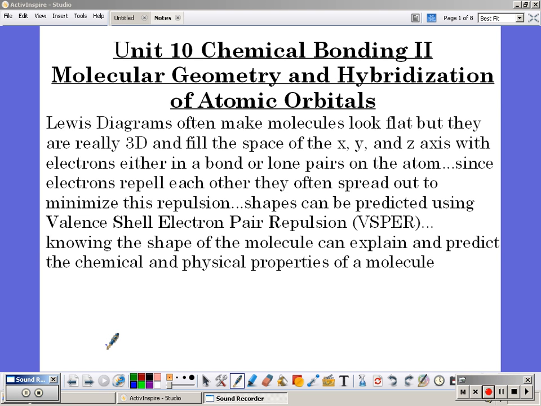So Unit 10 or Chapter 10 is the second half of our chemical bonding. We're going to discuss molecular geometry and the hybridization of the atomic orbitals. So exactly how are our atoms bonding and sharing those electrons?